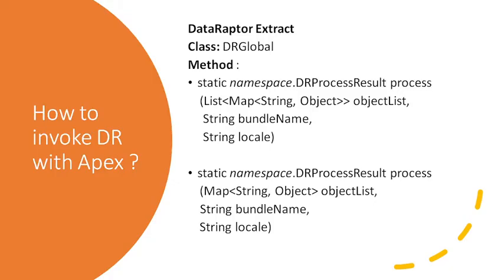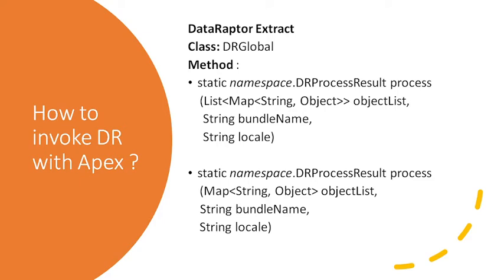Yes, in an Apex class, we need to call a separate method which will perform the operations on the DataRaptor. These methods will be different depending on the usage of the DataRaptor. For extract DataRaptor, we are going to use process as a method. For the load DataRaptor and transform DataRaptor, we will have different methods to execute the DataRaptor.